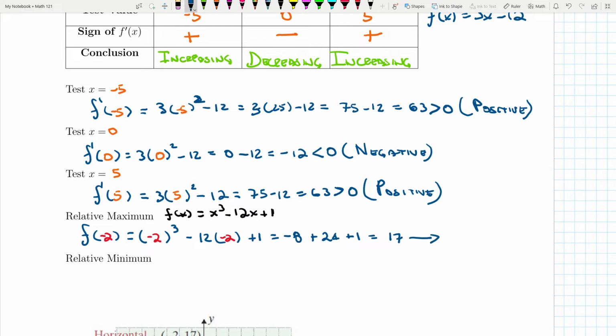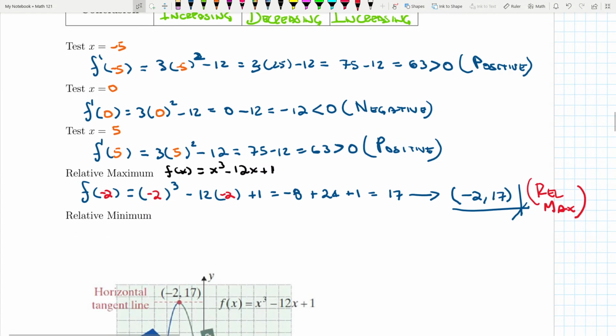So we need to actually write these relative maximums as ordered pairs. All right, that means we need to write the x value, -2, and 17. So that is our rel max. We can abbreviate this as rel min, rel max. That means relative minimum, relative maximum, respectively. So we're going to do the same for the other critical value, the one for which we found out that it was a relative minimum.